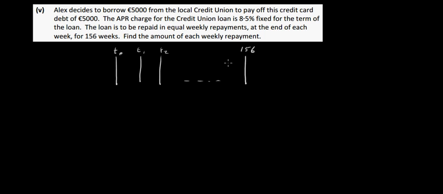So we first of all know that the interest rate here is an APR, it's an annual rate. Because we're talking about weekly here now, we've got to convert this as well to a weekly rate. We've got to work out what this weekly rate would be. So let me just do that quickly first. We've done this previously in a previous part of the question. It's the same kind of procedure.